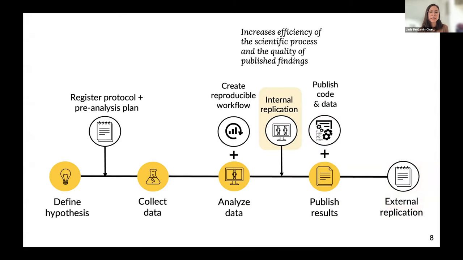And then my focus today is on internal replication, which is a process that we can go through prior to publishing our study results. Really the goal here is to catch errors upstream before we publish, to reduce confirmation bias and other forms of bias that occur in the analytic process, and to hopefully result in a more accurate published literature base that leads to a more efficient scientific process.